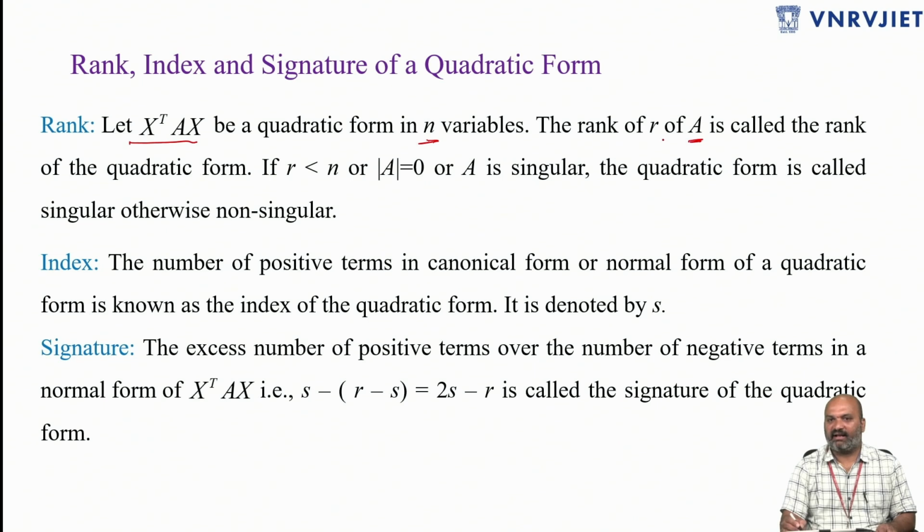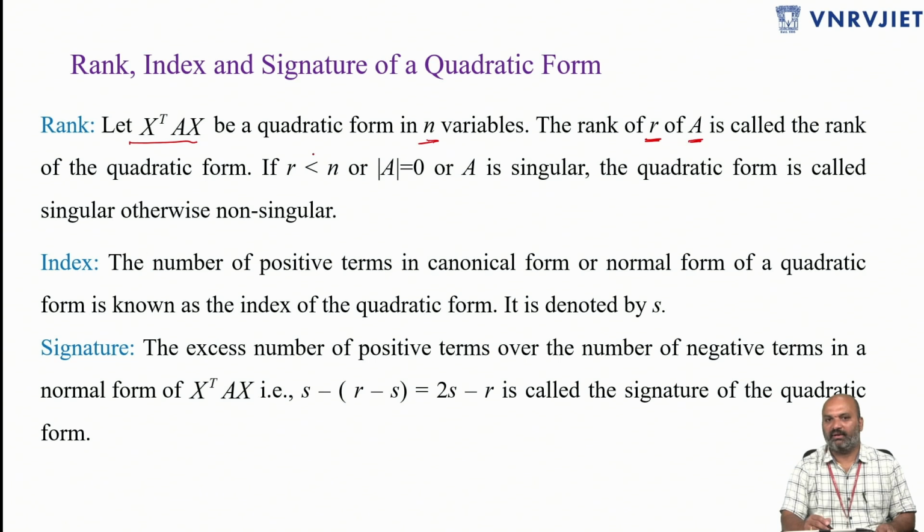Let us consider the rank of matrix A is say R. We know how to find the rank. We have the determinant method, or echelon form and normal form, which we studied earlier. So if R is the rank of the matrix A, R is also called the rank of this quadratic form.